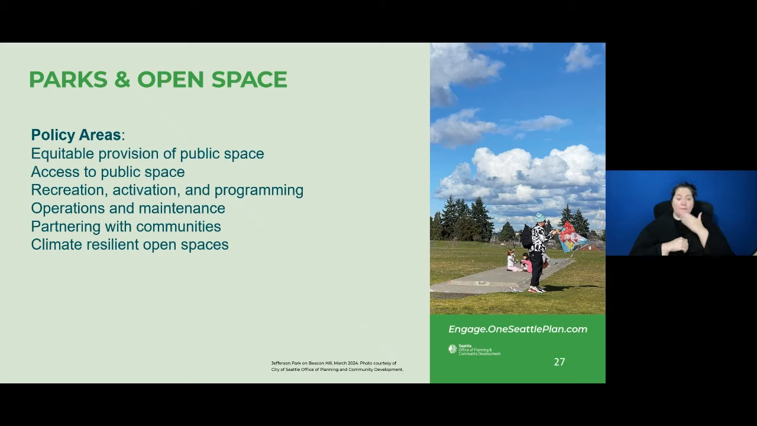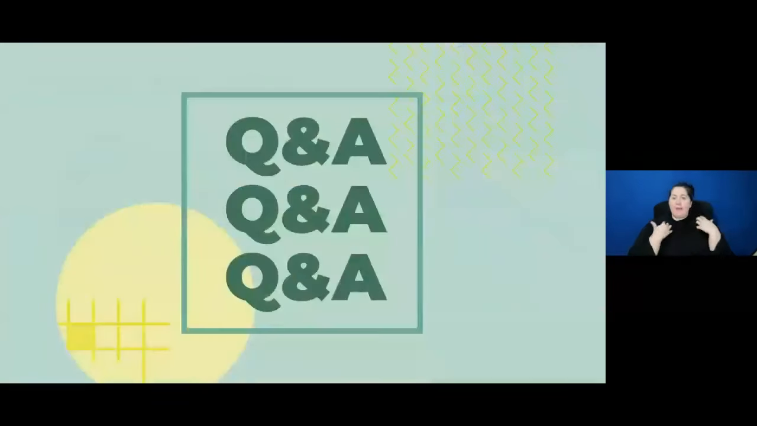better use of the parks and open spaces we have through opportunities for recreation, activating those spaces to be more interesting, engaging, and meeting the needs and desires of people who live in neighborhoods, and programming. Doing a better job on operations and maintenance, partnering with communities and other organizations and agencies, and making sure that our parks and open spaces are resilient to climate change themselves as places we want to be really thriving, healthy open spaces. So that's a very quick summary of just three of the elements in the plan.